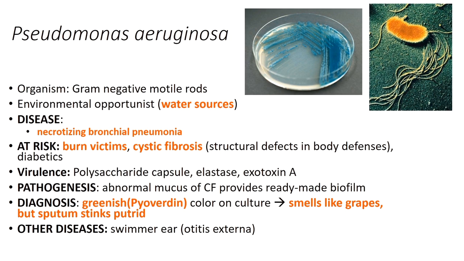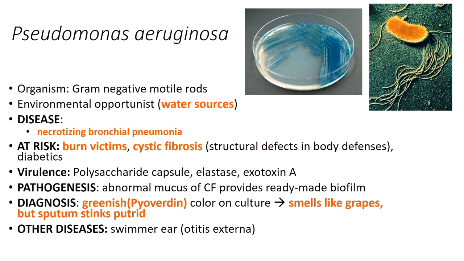So diagnosis is we're going to see a greenish pyoverdin color on agar. And you can see it on the culture up on the top. So it's kind of shiny and green. And it's really beautiful, actually. And it smells like grapes. But remember that the sputum smells really putrid. But the grapes is what it smells like on the agar. When I was in India, I got to smell this guy on agar. And it doesn't smell quite like grapes, but maybe a little bit.